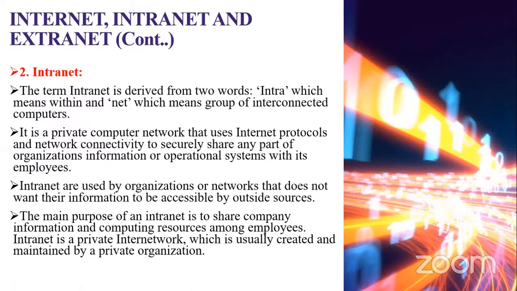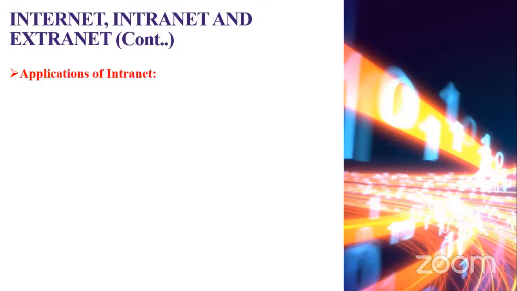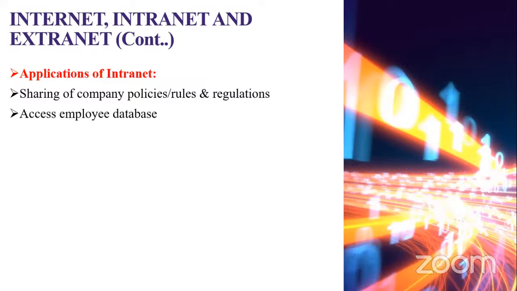The main purpose of intranet is to share company information and computing resources among employees. So it is purely a private network, maintained and organized by a particular organization only. Next, applications of intranet: sharing of company information, rules and regulations and policies, access to employee database, and distribution of circulars and office orders.